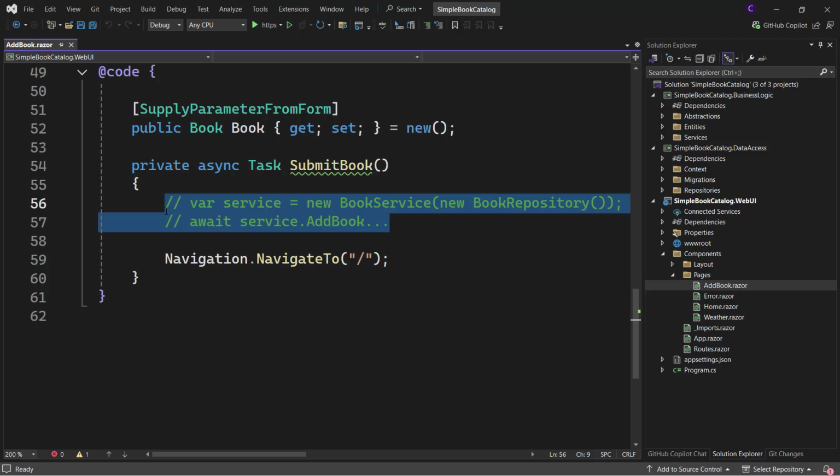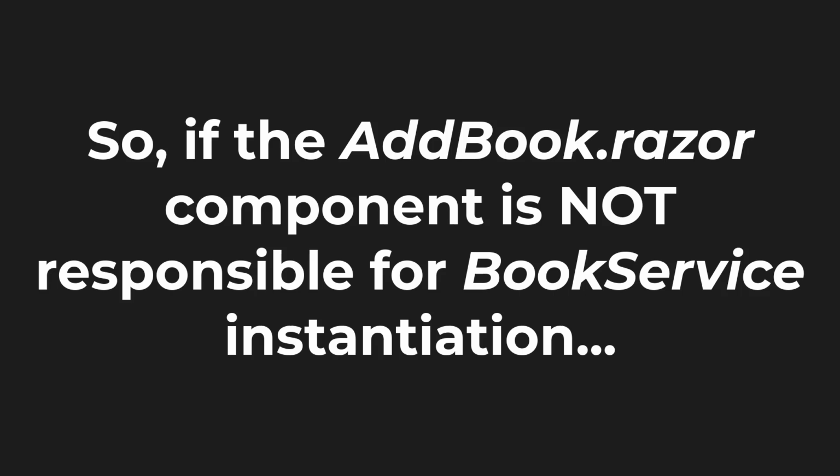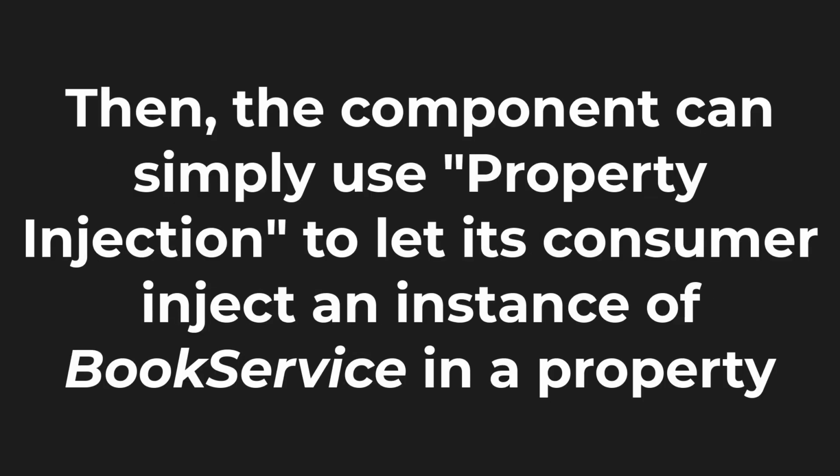But really, creating instances of dependencies, called object composition, should be the responsibility of the composition root, as we will see in the next video. So if the addbook.razor Blazor component is not responsible for book service instantiation, then it can simply use property injection to let its consumer inject an instance of a book service dependency in a property.